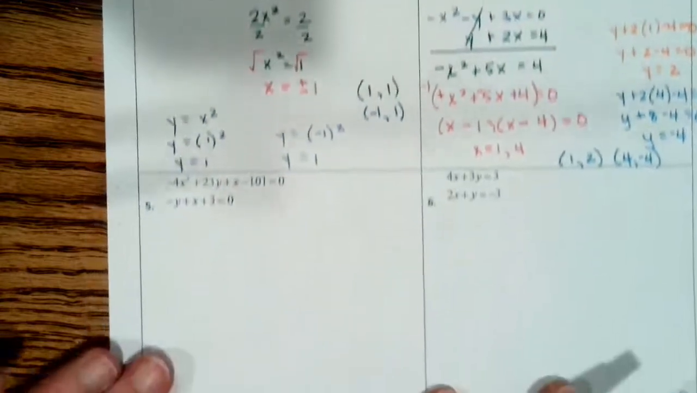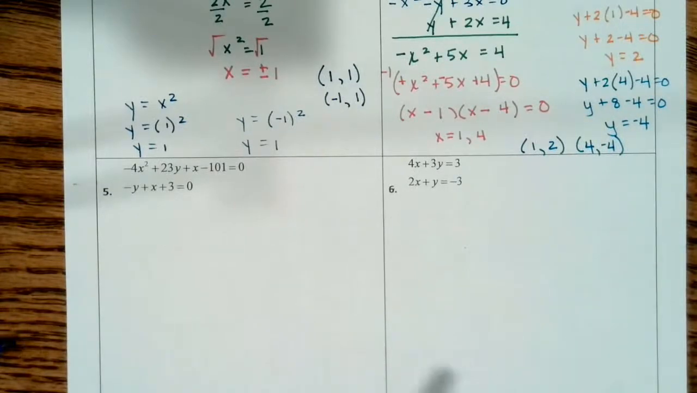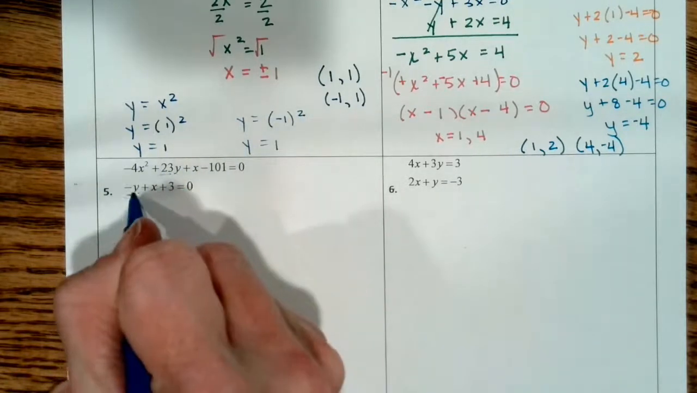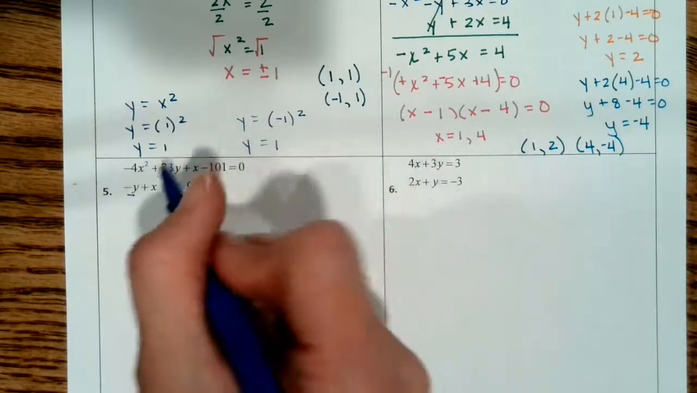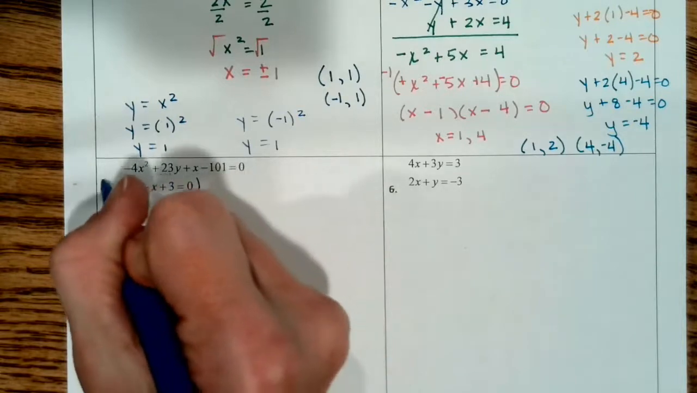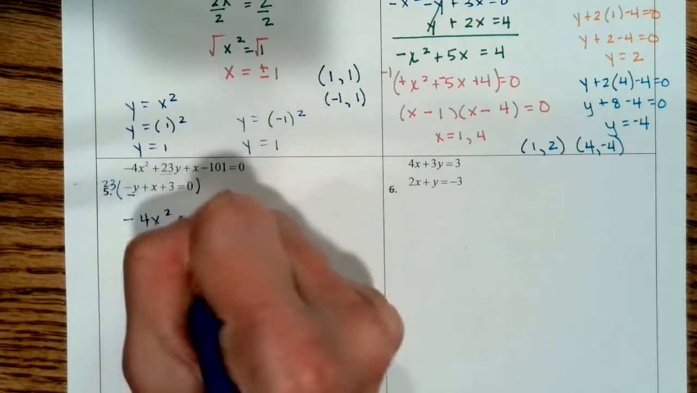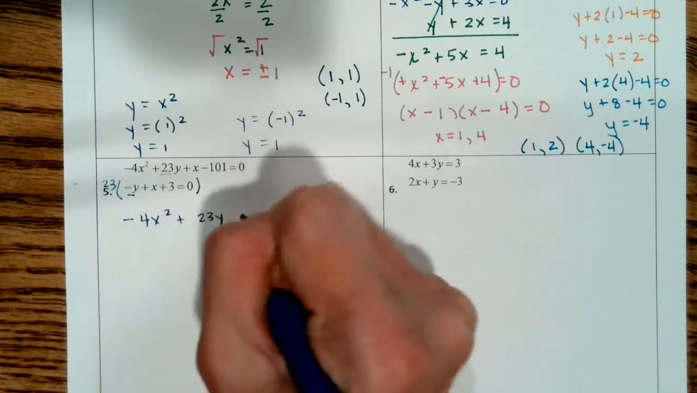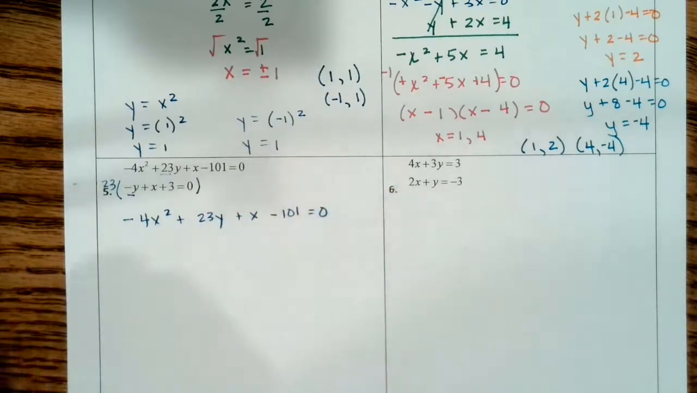Alright, let's check out this next one. When I go to solve this equation, I notice my y's are a 0 pair, so I'm wondering, well, not quite, because I have 23 of them here and negative 1 there. So I'll go ahead and I'll multiply this equation by 23. I have negative 4x squared plus 23y's plus x minus 101 is equal to 0.